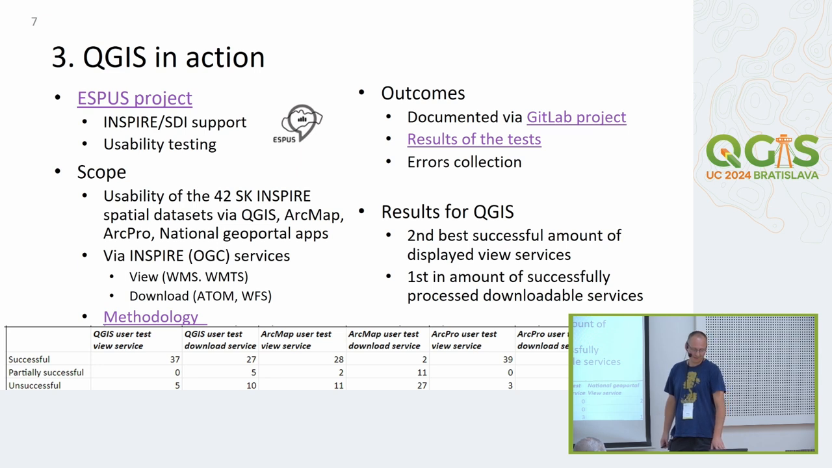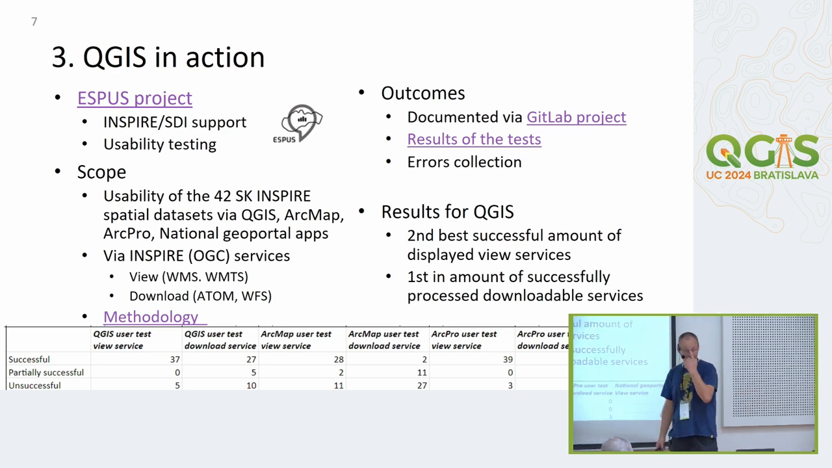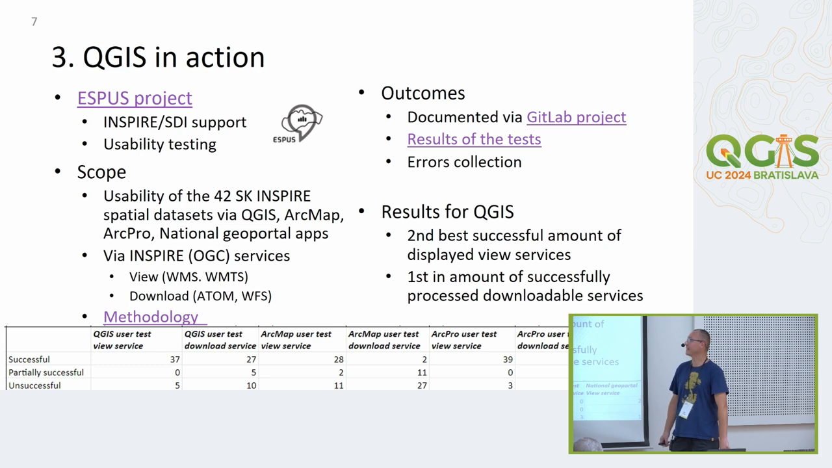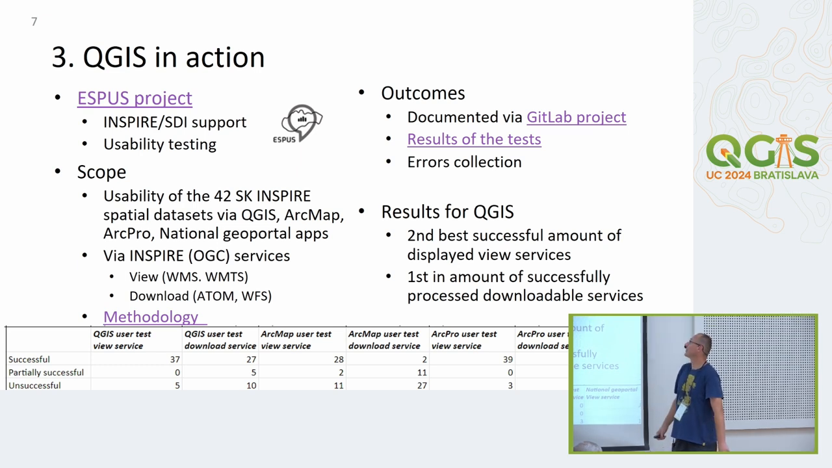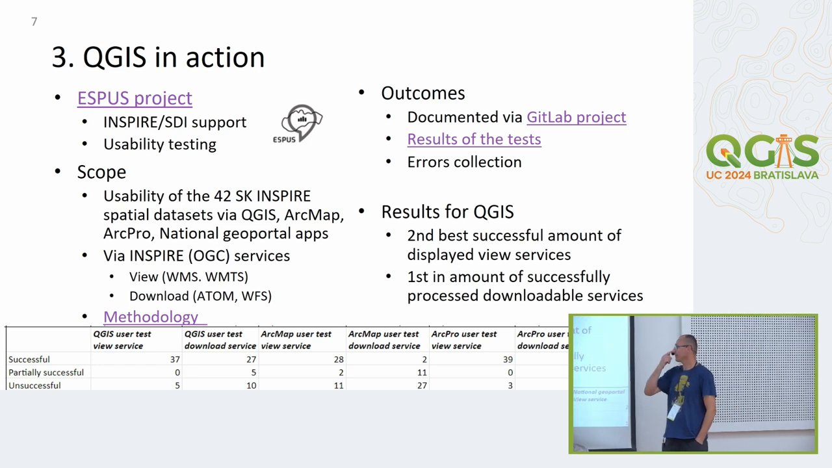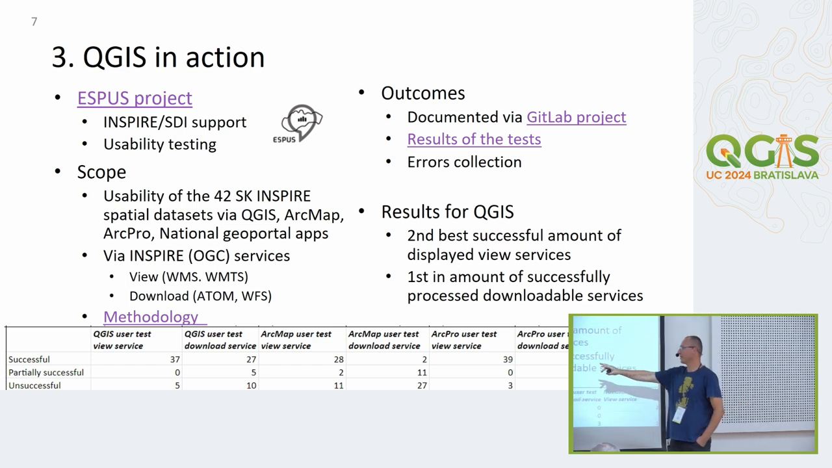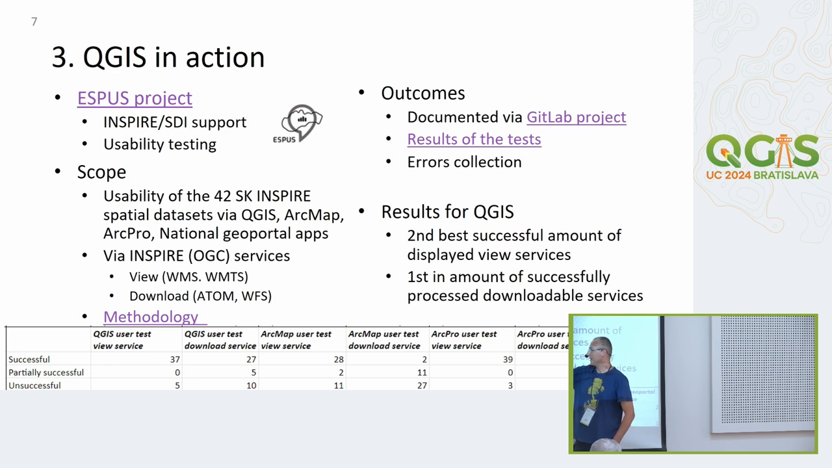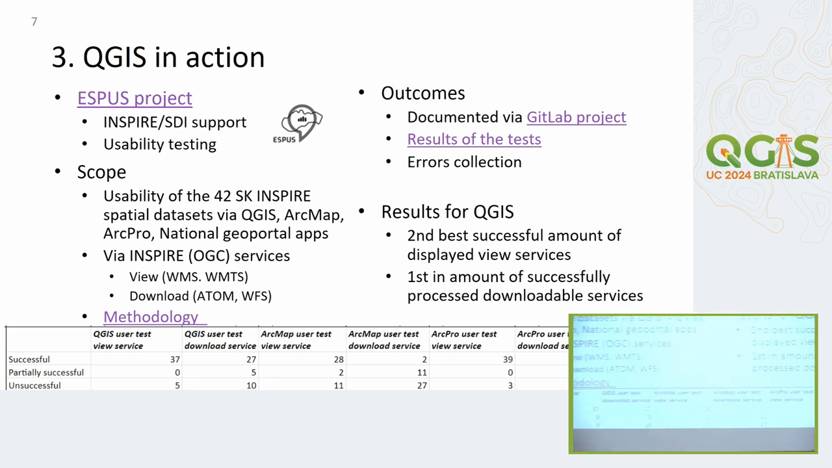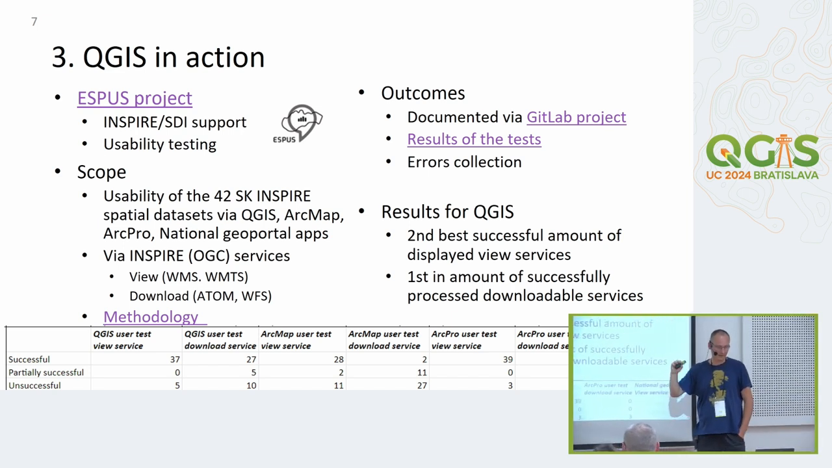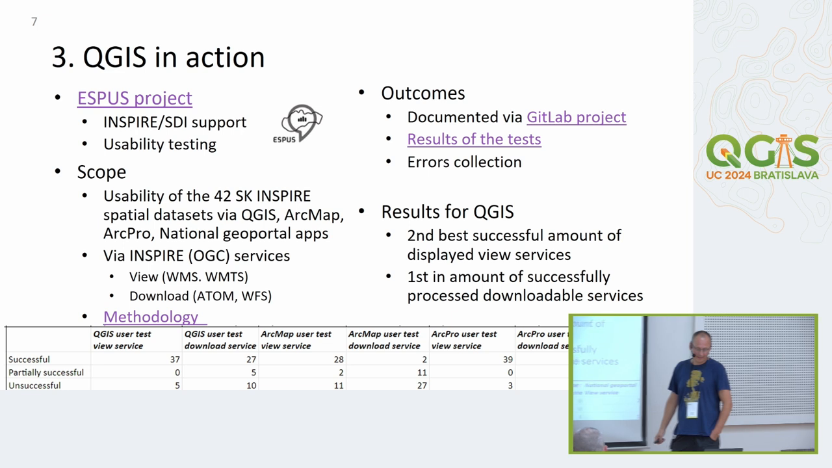What were the outcomes? This exercise took place, I think, one year ago, more or less, maybe a few months earlier. And we documented everything via a dedicated GitLab project, so you can have a look there. There are also some results of the tests. So there were two types of tests. The first one was really for the validation towards the INSPIRE requirements, and the second one was the usability test. So we also collected the errors we observed, and the main outcome is here.